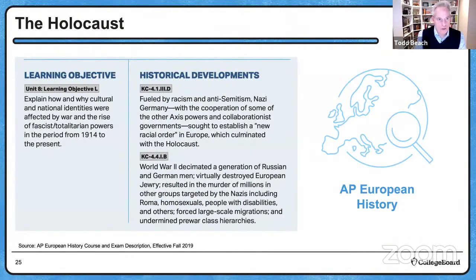We're going to also touch on the Holocaust. The learning objective is how and why cultural and national identities are affected by war because of the rise of these powers, with one of those effects being the Holocaust.